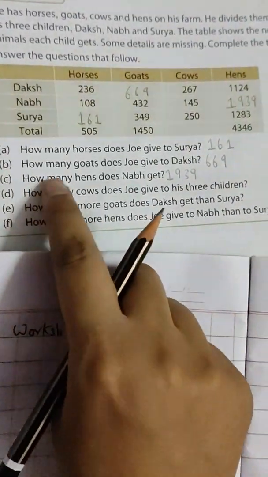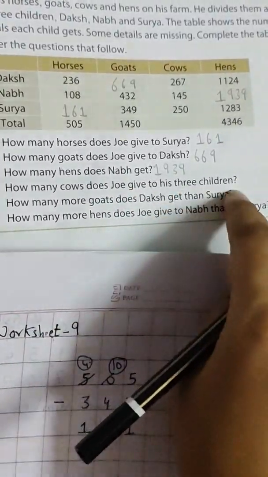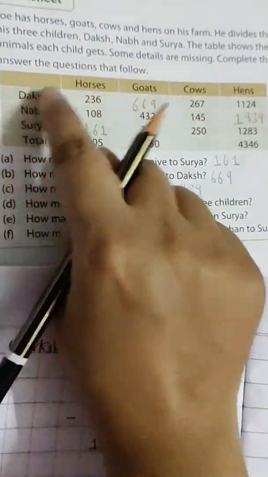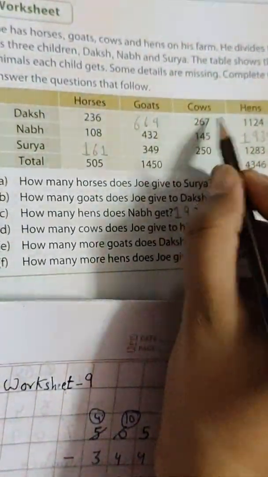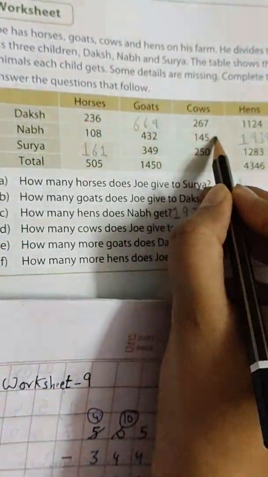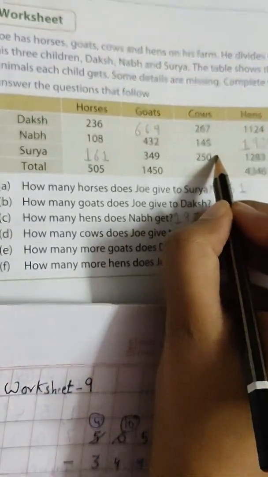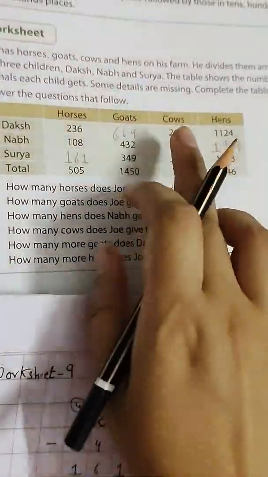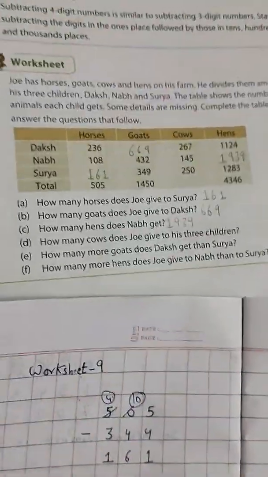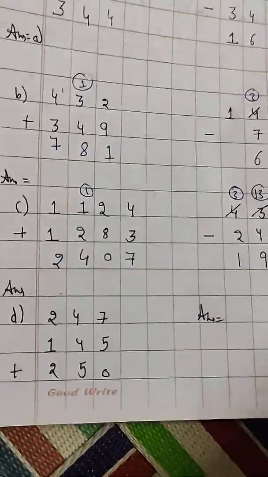1939. How many cows does Joy give to the 3 children? Now as you can see, we have different types of numbers that is given to Daksh, Nub and Surya. So it means that 267 cows with Daksh, 145 with Nub and 250 with Surya. So we have to find the total number here, total number of cows. Okay, so what you will do is you just have to simply add these numbers.